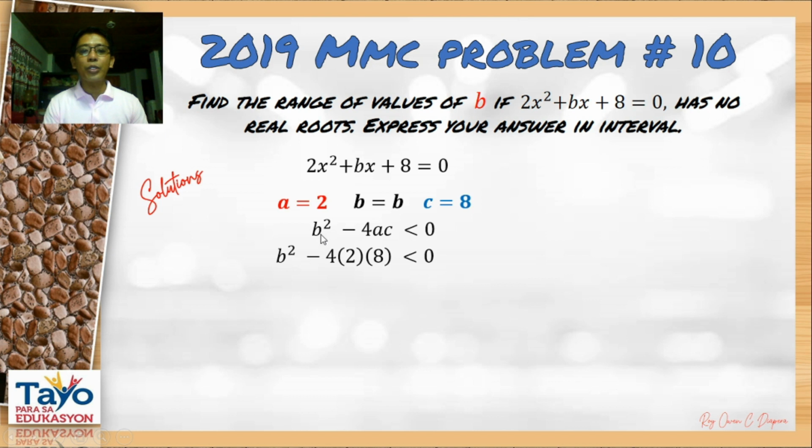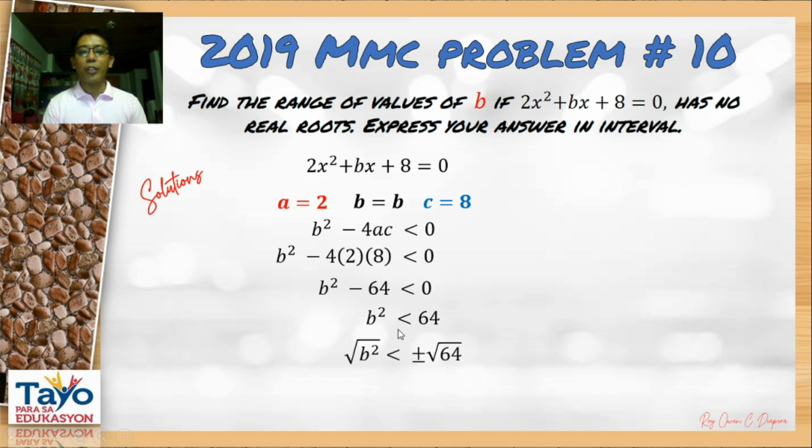Substituting the values, the value of b is b, so b squared, minus 4, the value of a is 2, the value of c is 8, less than 0. To simplify this one, we have b squared, negative 4 times 2 times 8 is negative 64, less than 0. Transposing negative 64, that gives you b squared is less than 64.